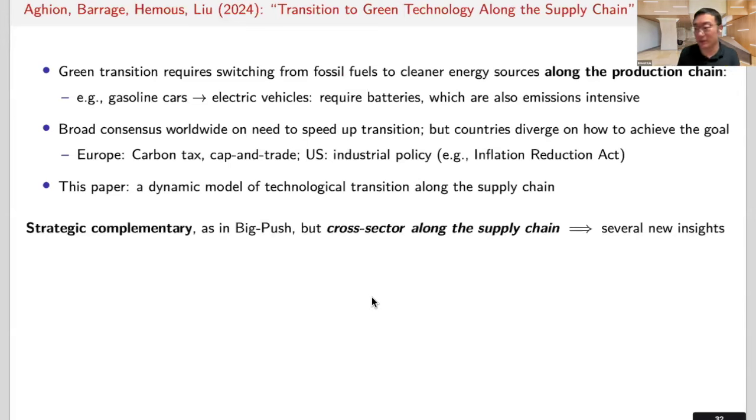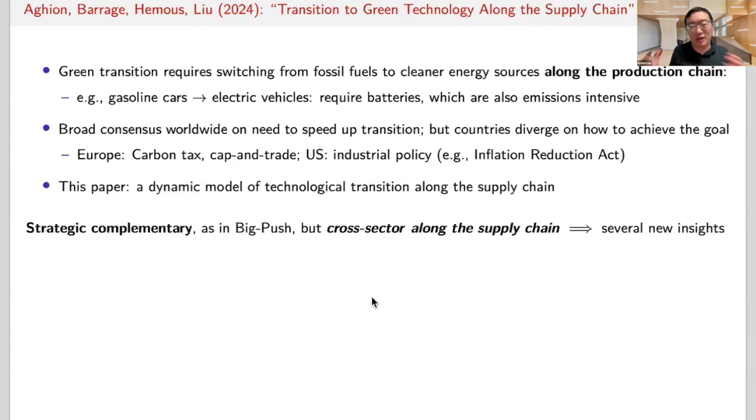Okay. Let me briefly talk about one slide on this last topic, and then I'll conclude. In this other paper, we think about how to use industrial policy to correct for coordination failure in a dynamic context. In particular, we want to think about green transition, green technology along the supply chain. This green transition really requires switching along the entire supply chain, because if we think about transitioning from gasoline cars to electric vehicles, the latter requires batteries. The production itself is emission intensive.